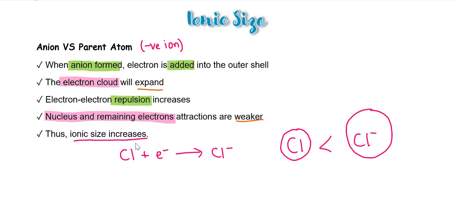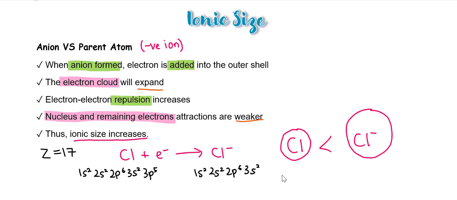So the electronic configuration of chlorine, the proton number of chlorine is 17, Z equals 17. So we have 1s2, 2s2, 2p6, 3s2, 3p5. Okay, ini adalah untuk chlorine. When chlorine adds 1 electron, it will become 1s2, 2s2, 2p6, 3s2, and 3p6.